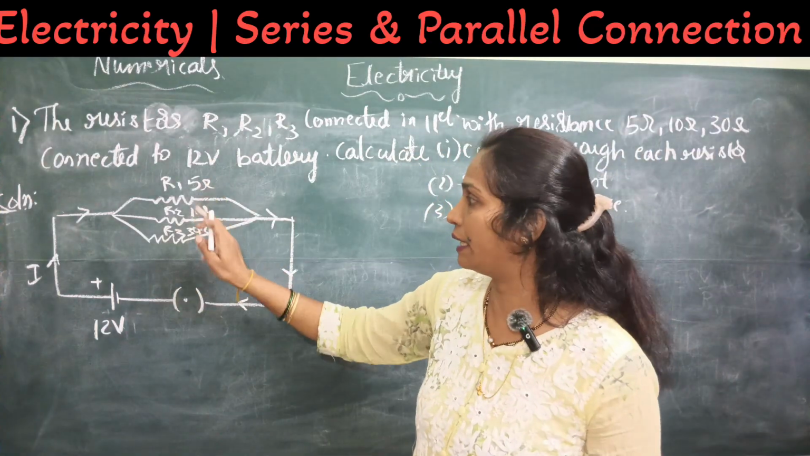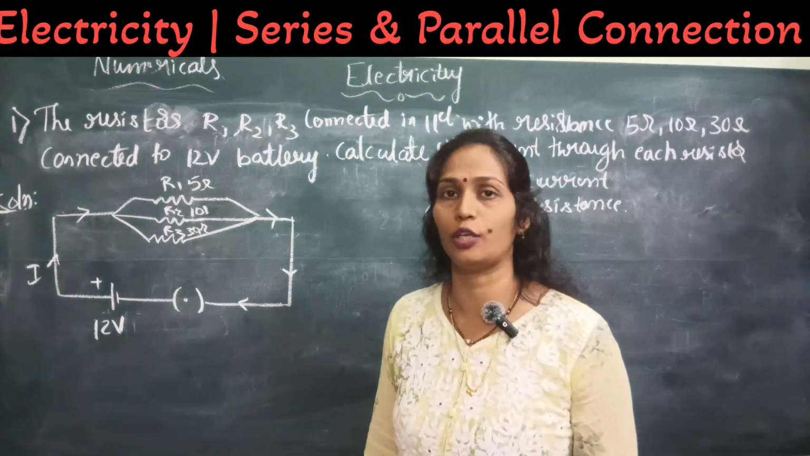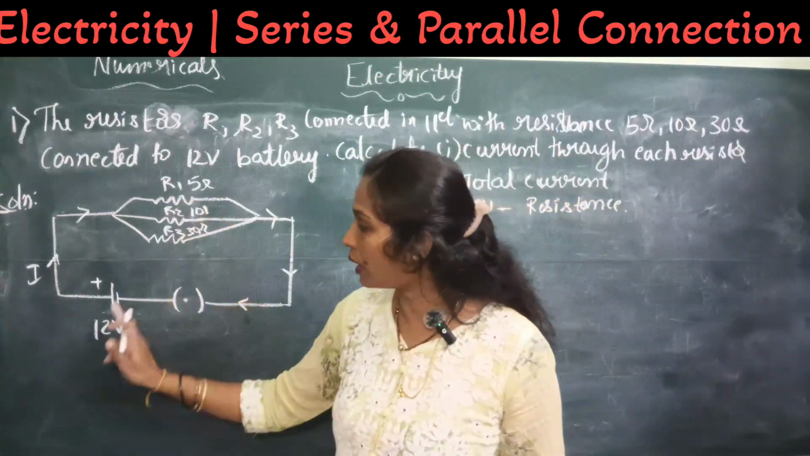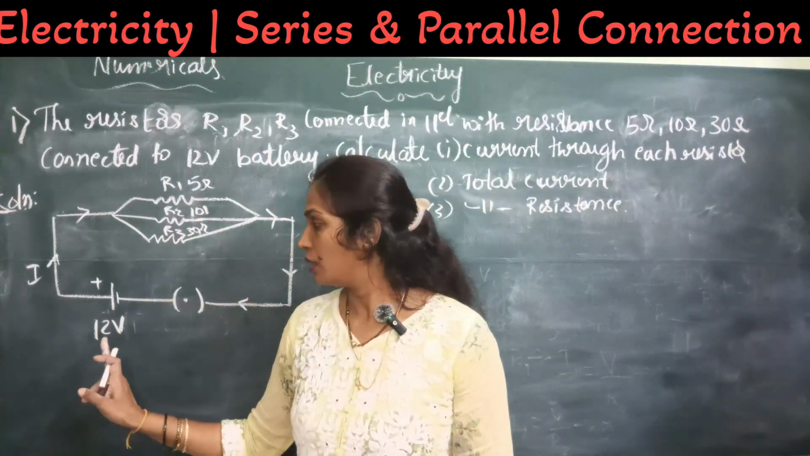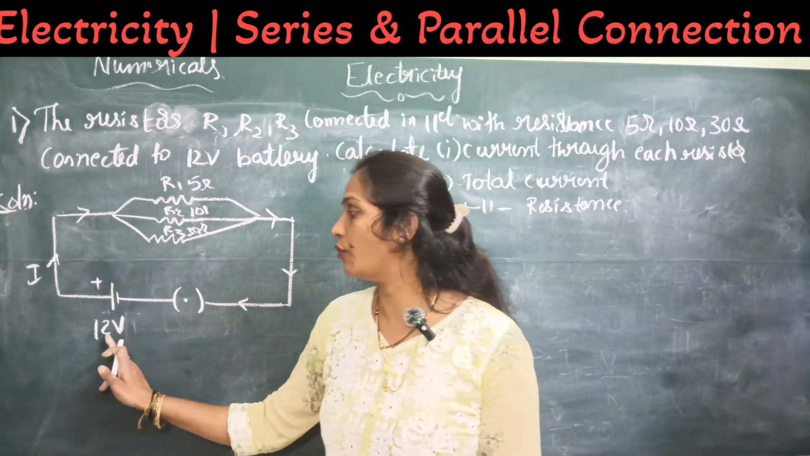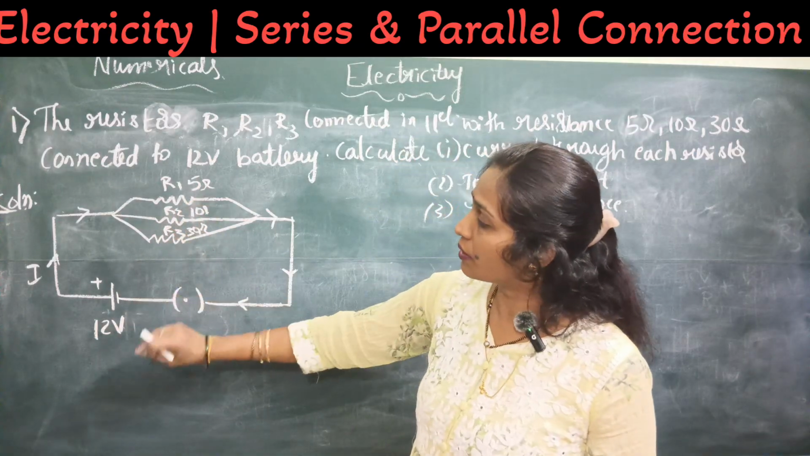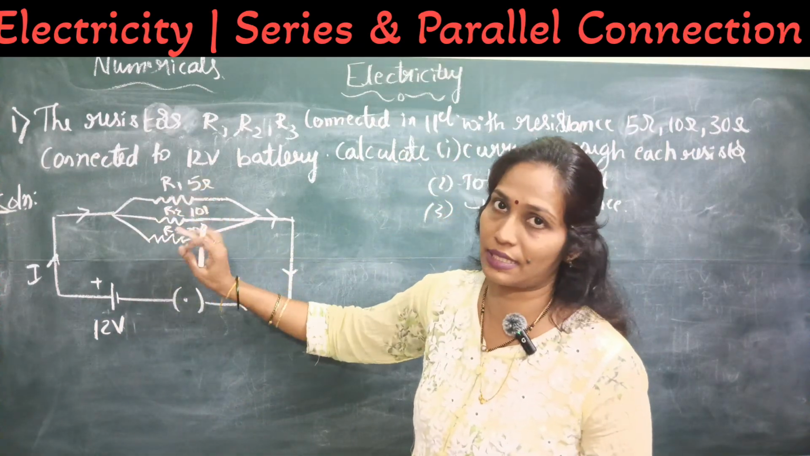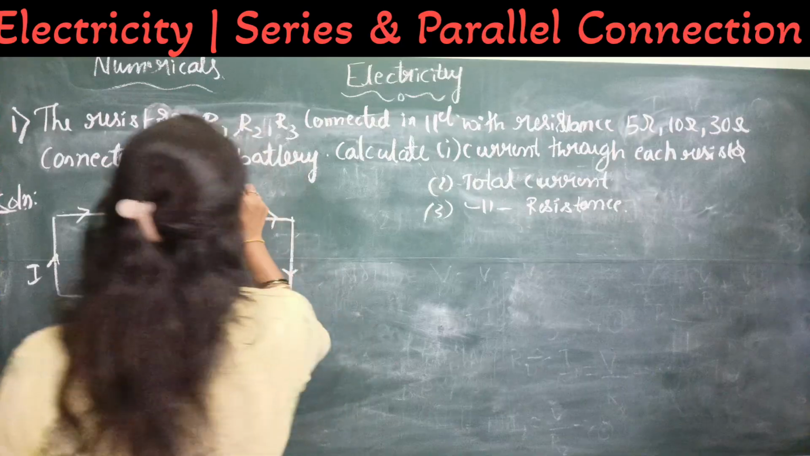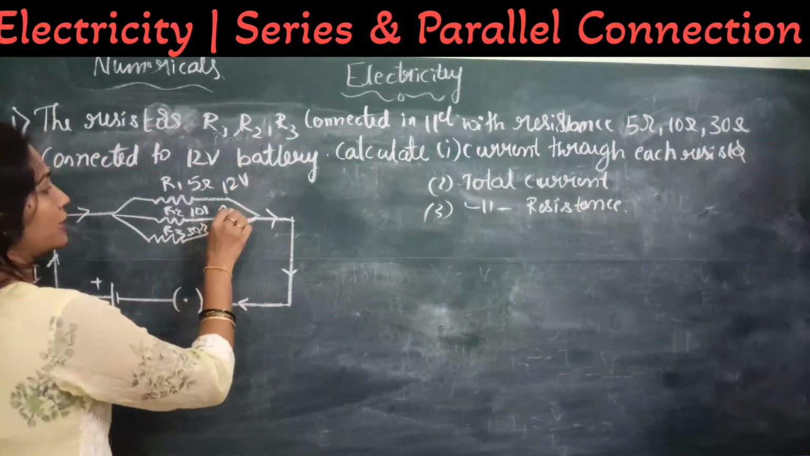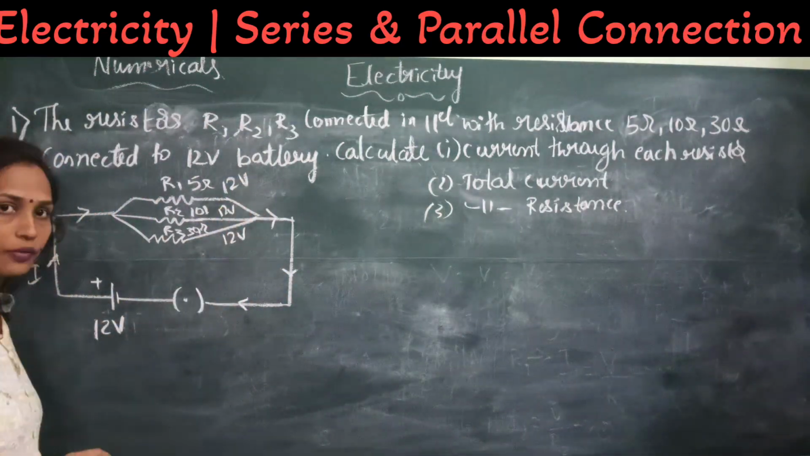Okay, 5, 10, 30 ohm; the total resistance we need to calculate in the third part. What they have given, how much potential difference is there? 12 volt. It is the same for all the resistances, guys. This is very important. Here it is 12 volt, here also 12 volt and here also it is 12 volts.